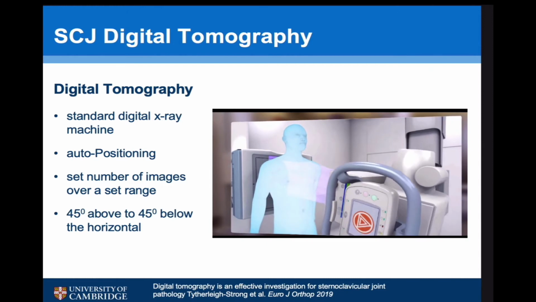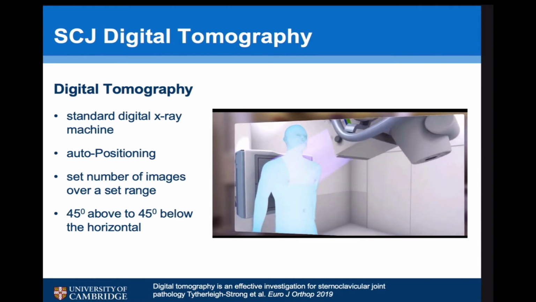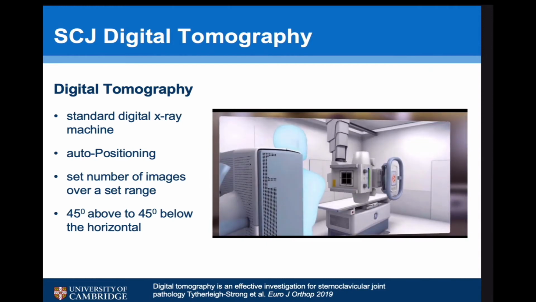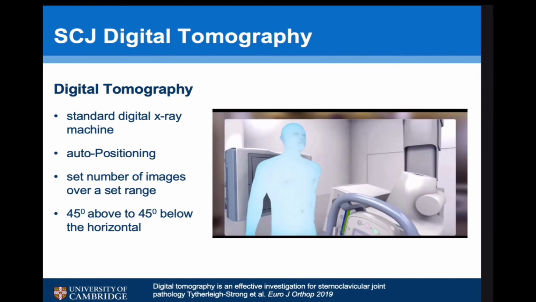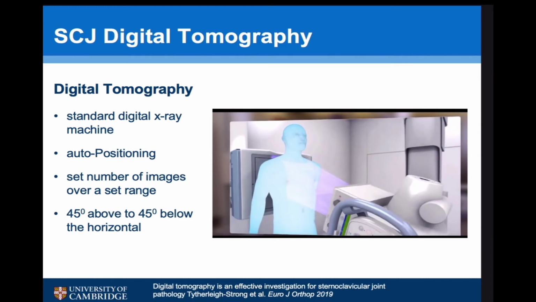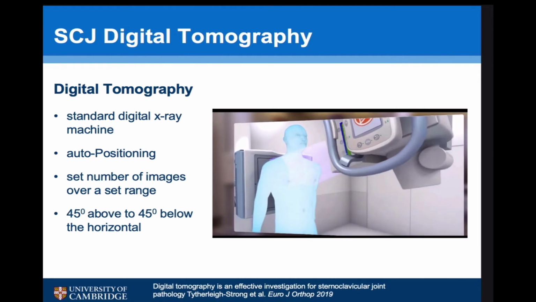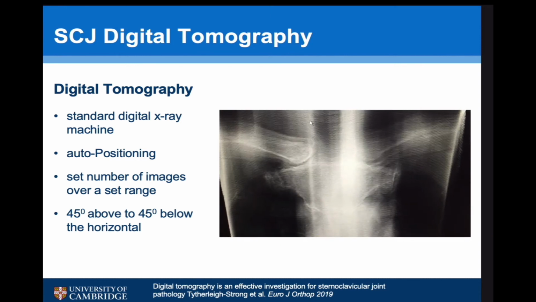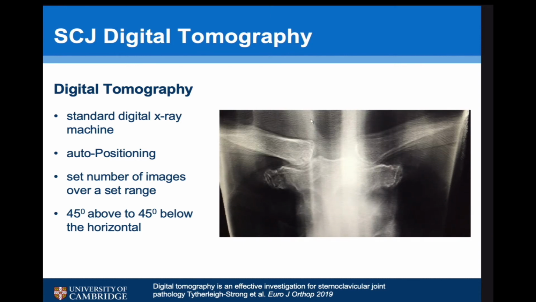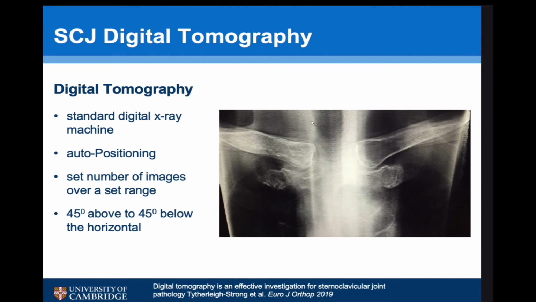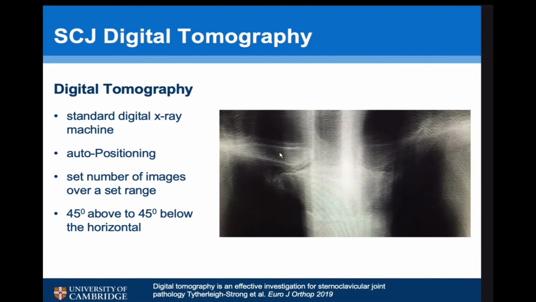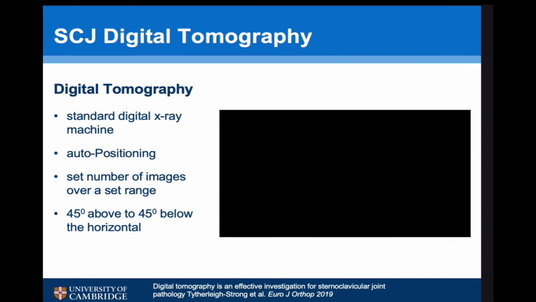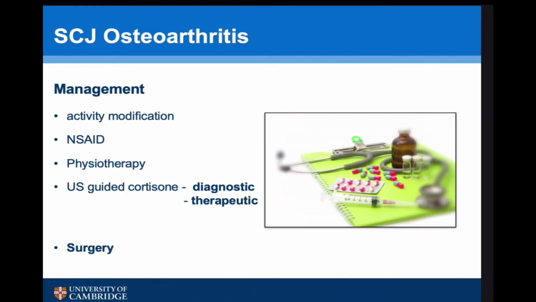In my unit we use digital tomography. This is where you can use a standard digital X-ray machine that's got an auto positioning ability, and it's able to do a number of images immediately. So we tend to do about 40 images from 45 degrees above to below the horizontal, and you can end up with something like this on auto positioning. This is sufficient to diagnose osteoarthritis on its own. It's not really sufficient to do any other pathologies, but we find it quite useful so we can look at our post-operative patients while exposing them to less radiation.